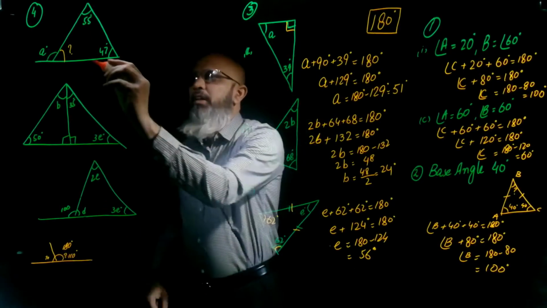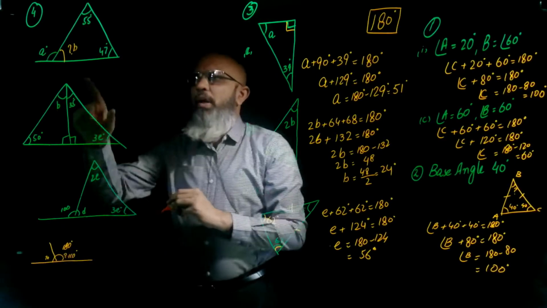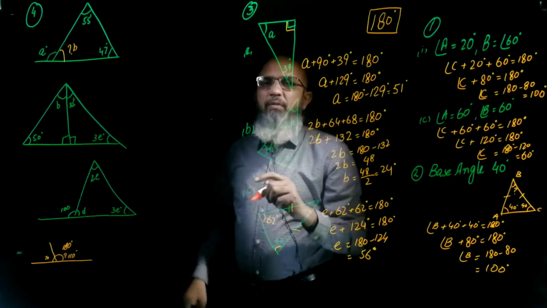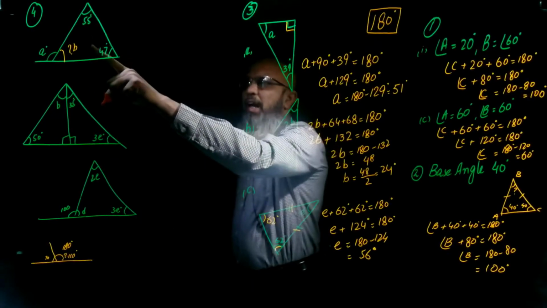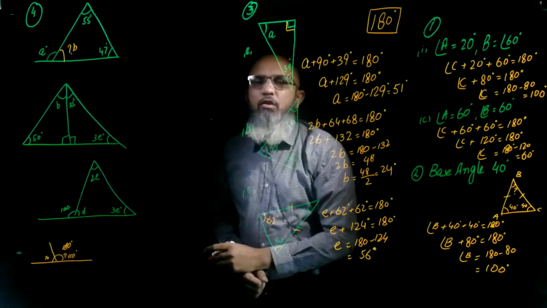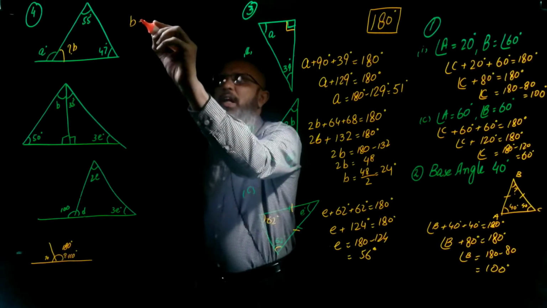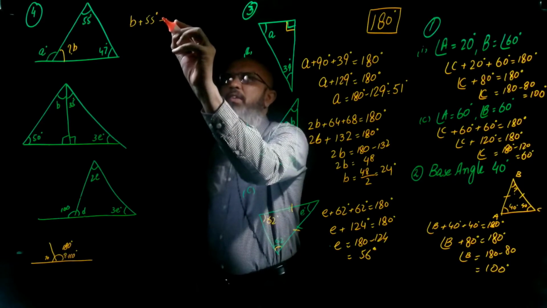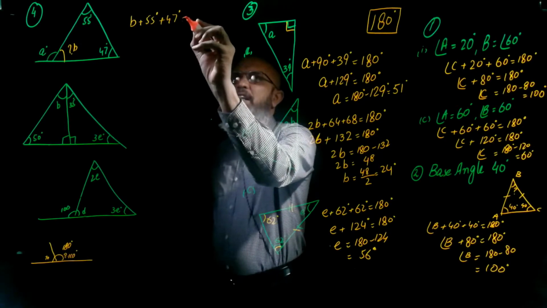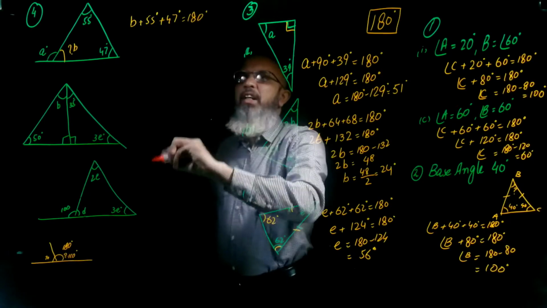Okay, I name it B, right? So how can you find B? You can find it like this. We will add these two and subtract from 180. We will get our B angle. So what is your equation? Angle B plus 55 degree plus 47 degree is equal to 180 degree.